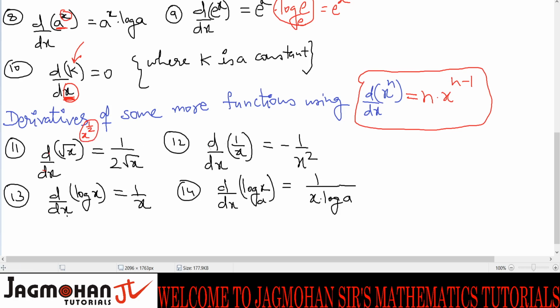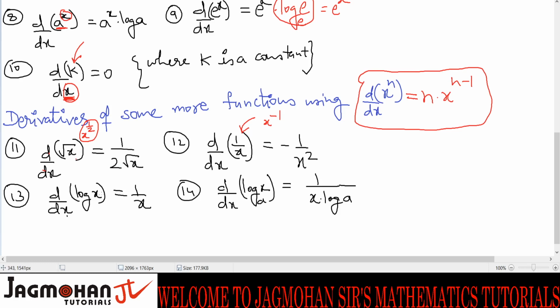Then you have d by dx of 1 upon x, which is once again, if you want, you can write 1 upon x as x raised to minus 1, which is again variable raised to constant. N is minus 1. So you will have the derivative as minus 1 into x raised to minus 1 minus 1, that is minus 1 into x raised to minus 2, which is minus 1 upon x square, which we are writing directly. Root of x we will call the square root function, and 1 upon x is the reciprocal function.